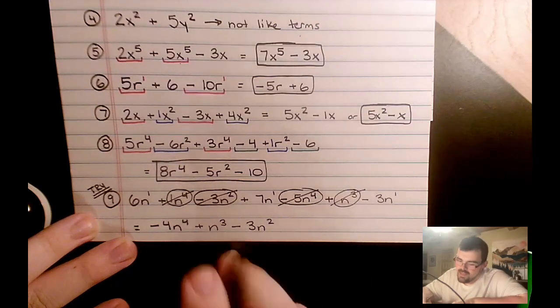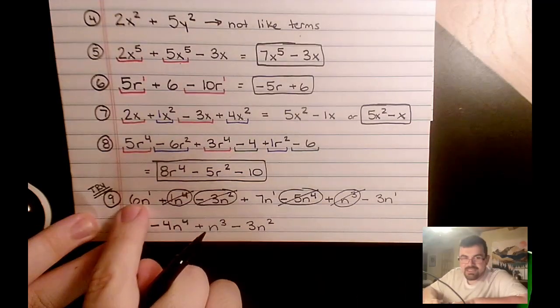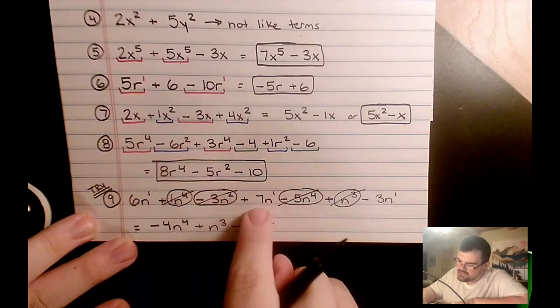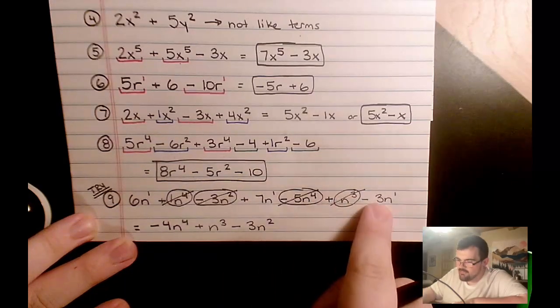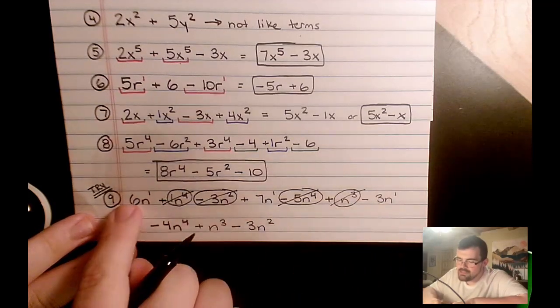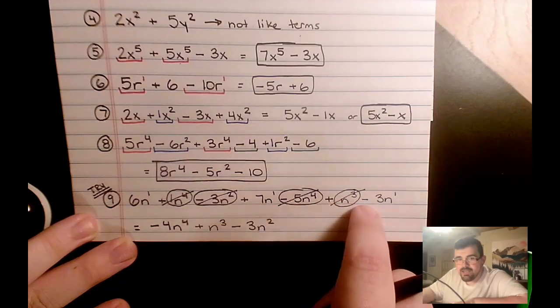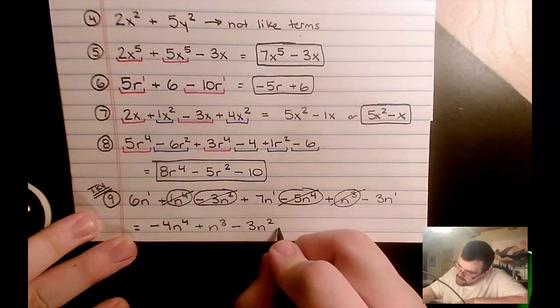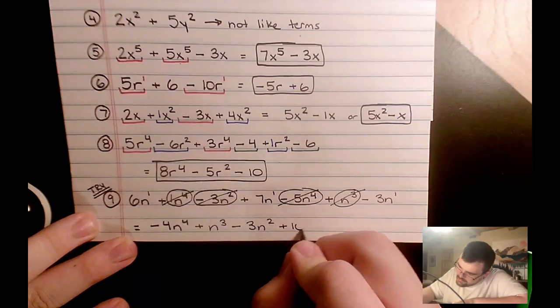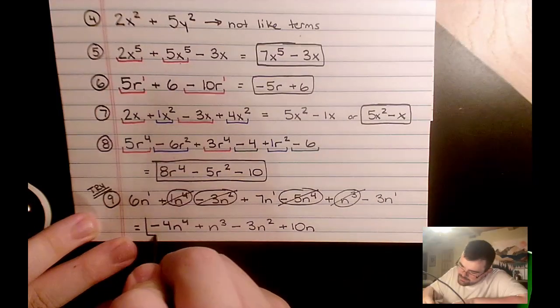Okay, after that, degree 2, there's just degree 1. So 6n to the first power, 7n to the first power, and -3n to the first power. All three of those are like terms, so we're going to add all three coefficients together. 6 plus 7 is 13. 13 minus 3 is 10. So that's positive 10n. And that is our answer.